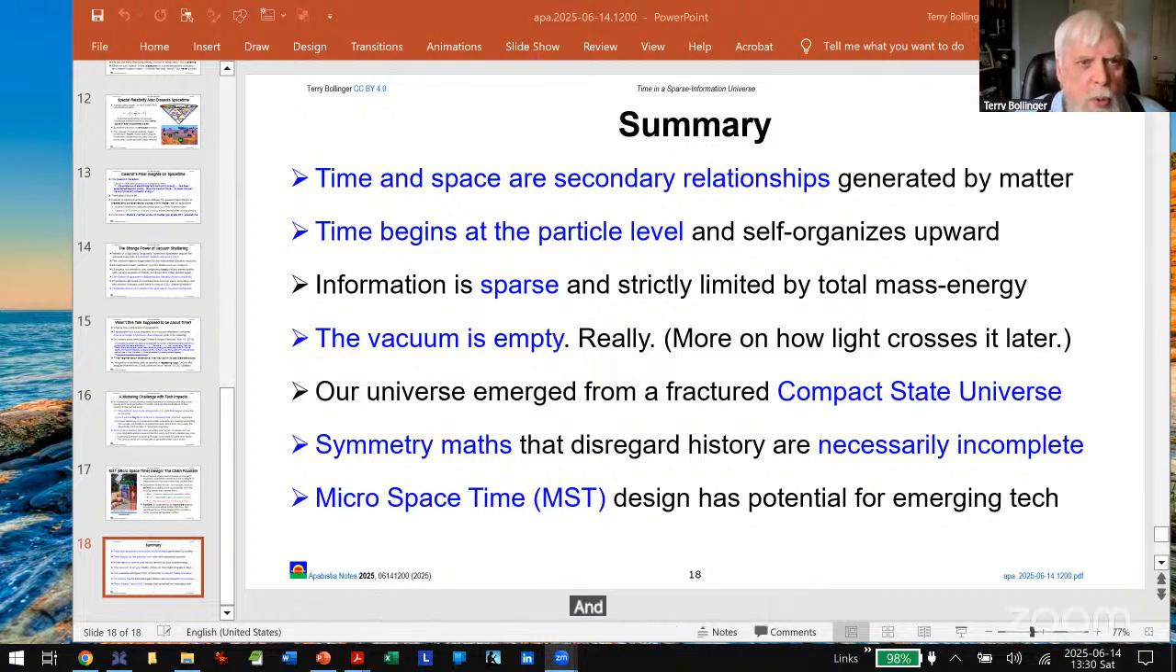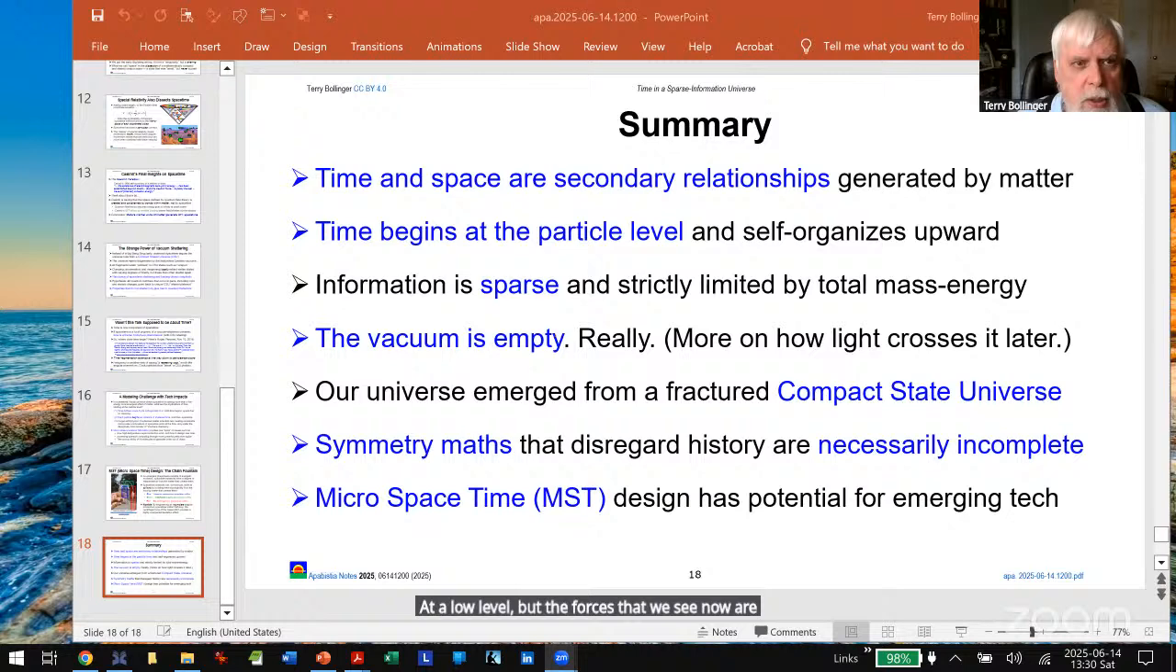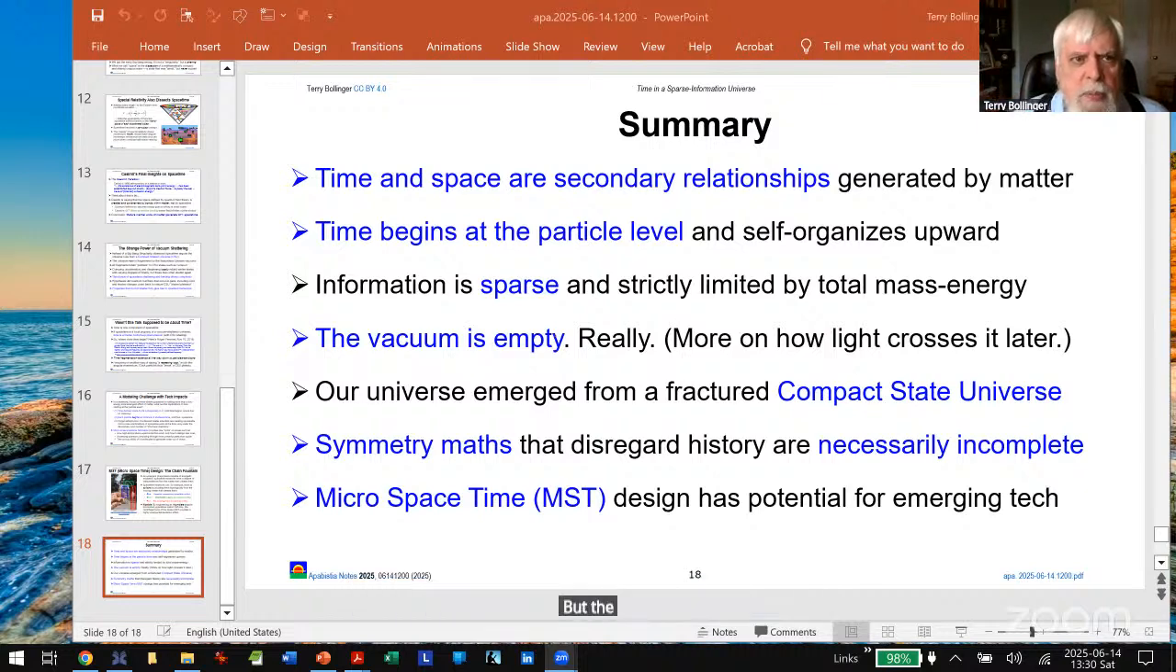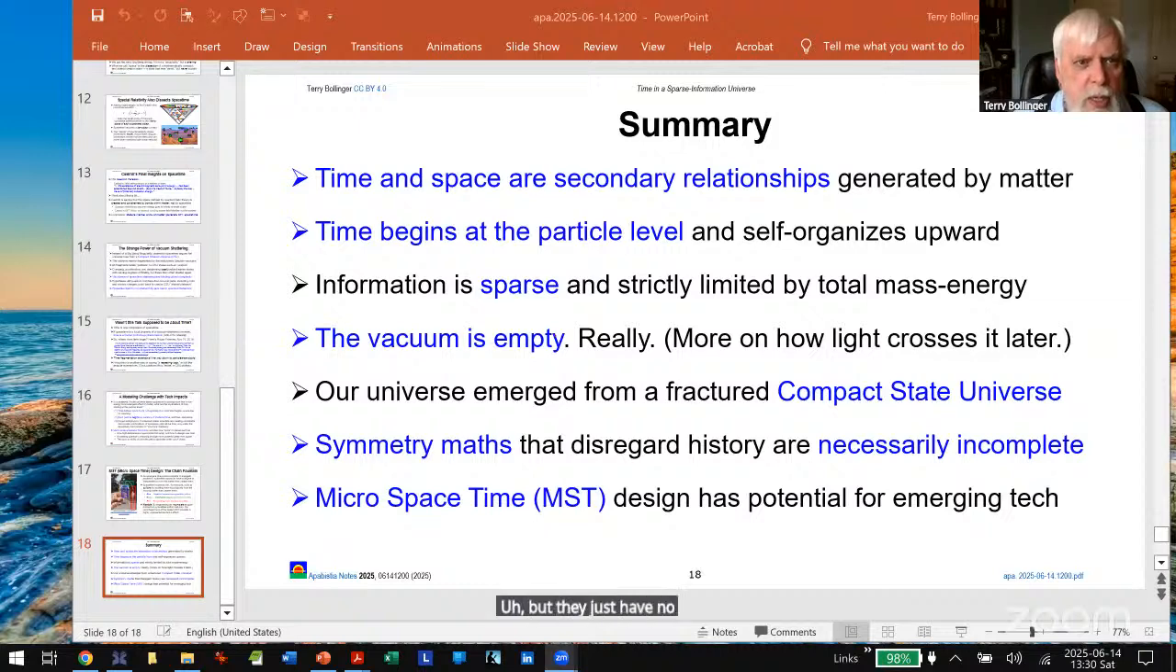And my own suggestion for it is that we have sequences of emergence, that it's not just one emergence at all. That figure I'm looking for is the idea that we have first one version that gives persistence at a low level, but the forces that we see now are not broken apart. You'll see some similarities to the idea of emergence from a singularity, but it's not. The difference is this is sequenced, and it's not just a singular event. Everything's floating. But the idea is that you get a little bit of persistence, a unified set of forces, not at high temperatures necessarily, but they just have no distinctions between each other yet.